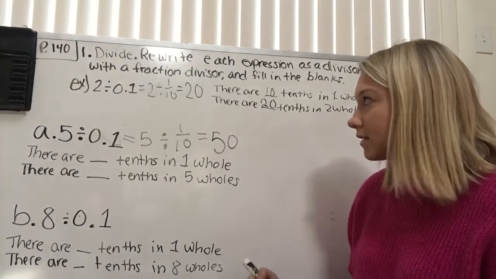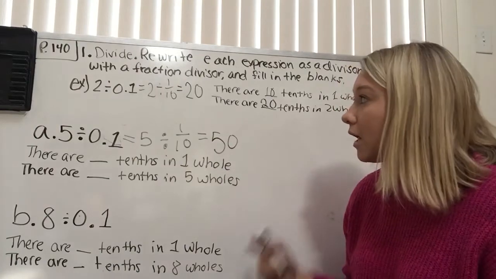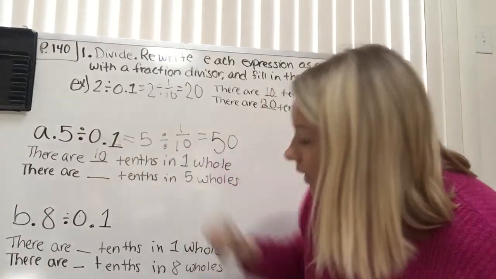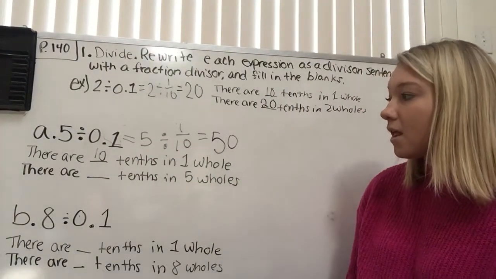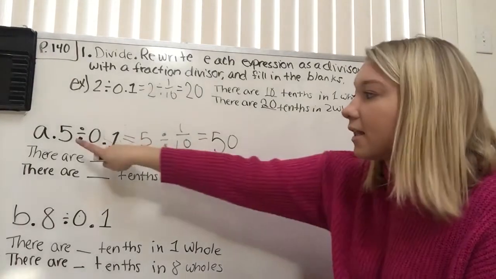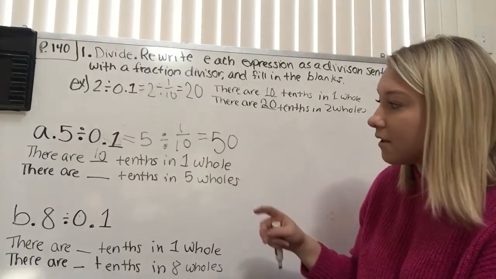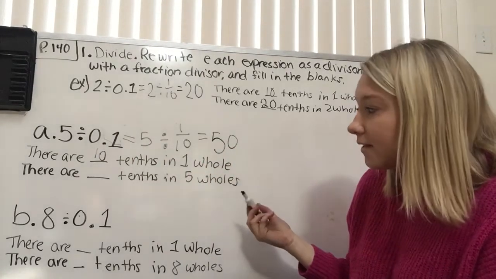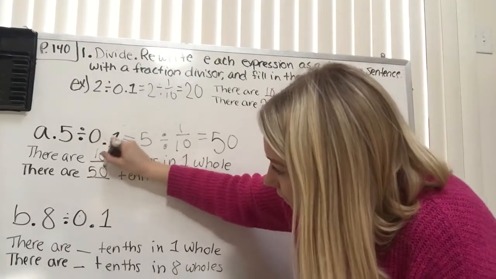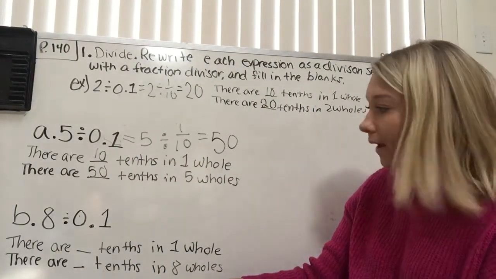So now let's answer the questions. Simple as that. So there are blank tenths in one whole. Well, we know there are always going to be 10 tenths in one whole. And there are blank tenths in 5 wholes. Well, we just answered that. So 5 divided by 1/10 equals 50, or the opposite of that: 5 wholes is going to have 50 tenths, okay? 50 tenths in 5 wholes, okay?